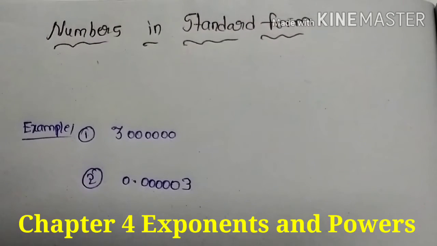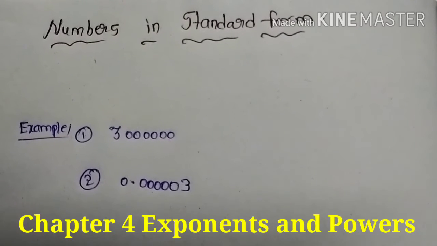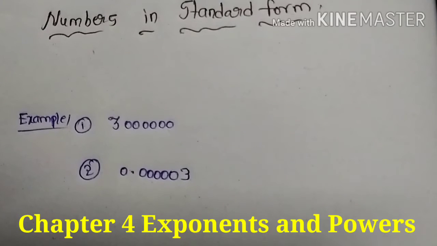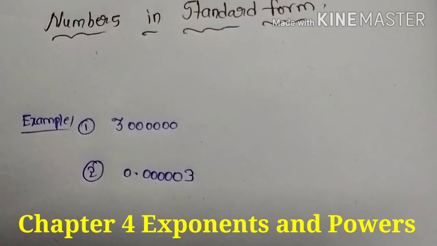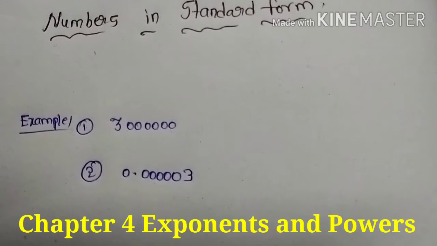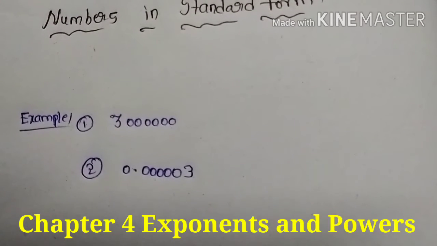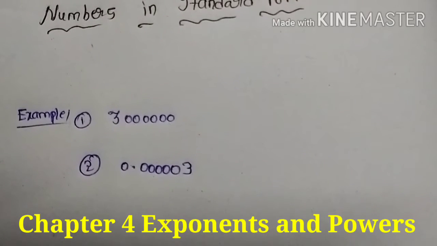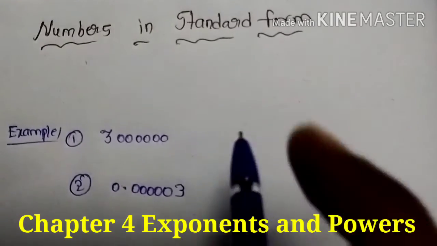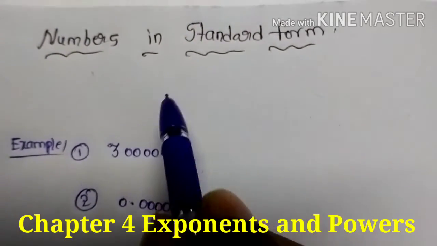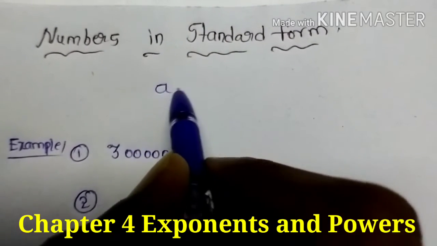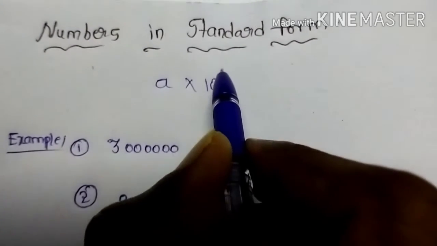In the previous class, that means in the 7th class, you have learned how to express very large numbers in standard form. Yes or no? Yes. In this way, we will learn how to express large numbers and also small numbers in standard form. Do you know what is the standard form of a number? The standard form of a number should be a into 10 to the power n.